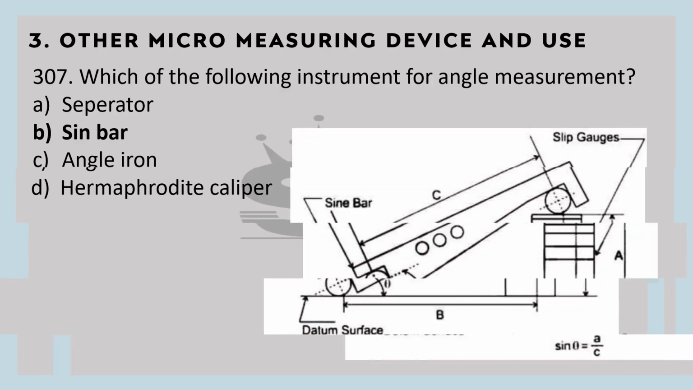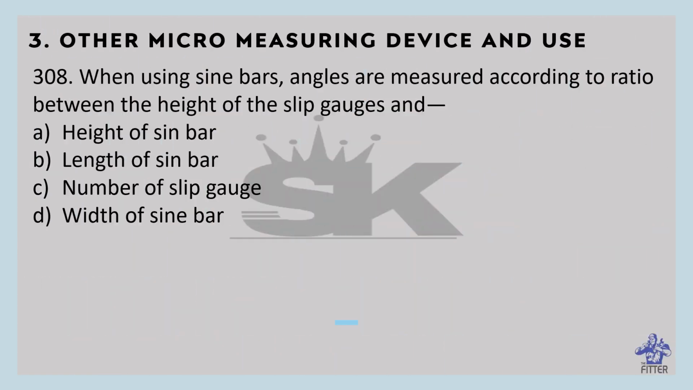Okay, when using sine bars, angles are measured according to the ratio between the height of the slip gauge and length of the sine bar. Okay, so sine theta equals height of the slip gauge upon length of the sine bar. Okay, opposite side to hypotenuse.